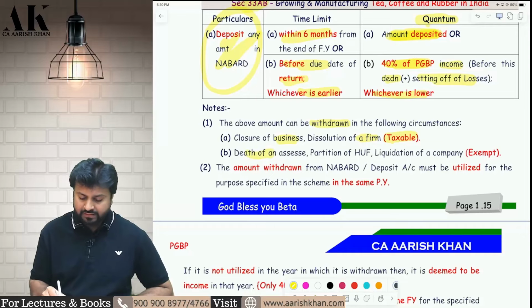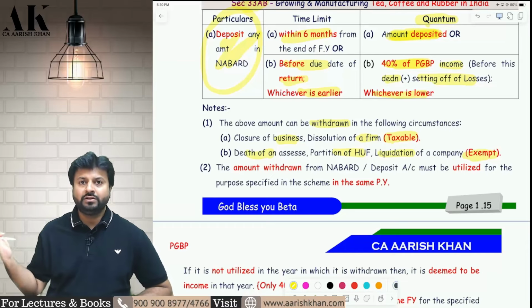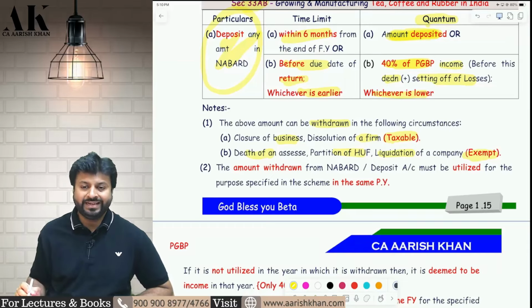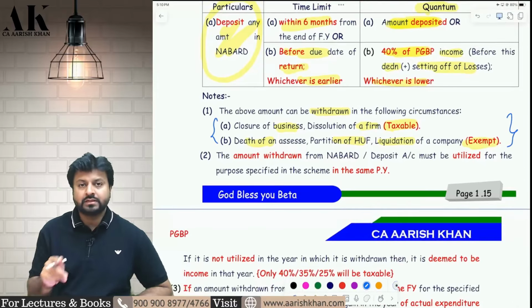Yes, if there is a death of an assessee, partition of HUF or liquidation of company, then also you can withdraw, but in that case, it is not taxable. It is fully exempt. You can withdraw that money. You can use it for any other purpose. You don't have to pay any tax on that. Okay. Then these are very special cases where in most of the cases your business is getting closed.